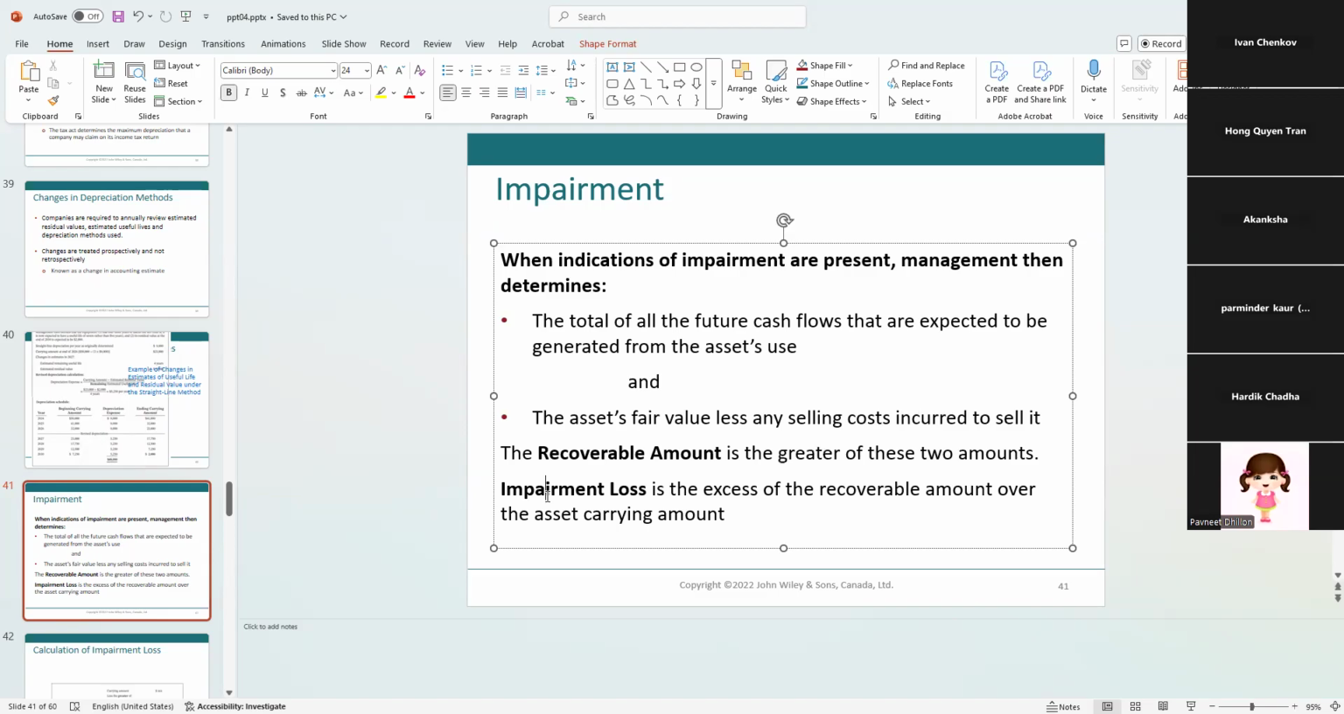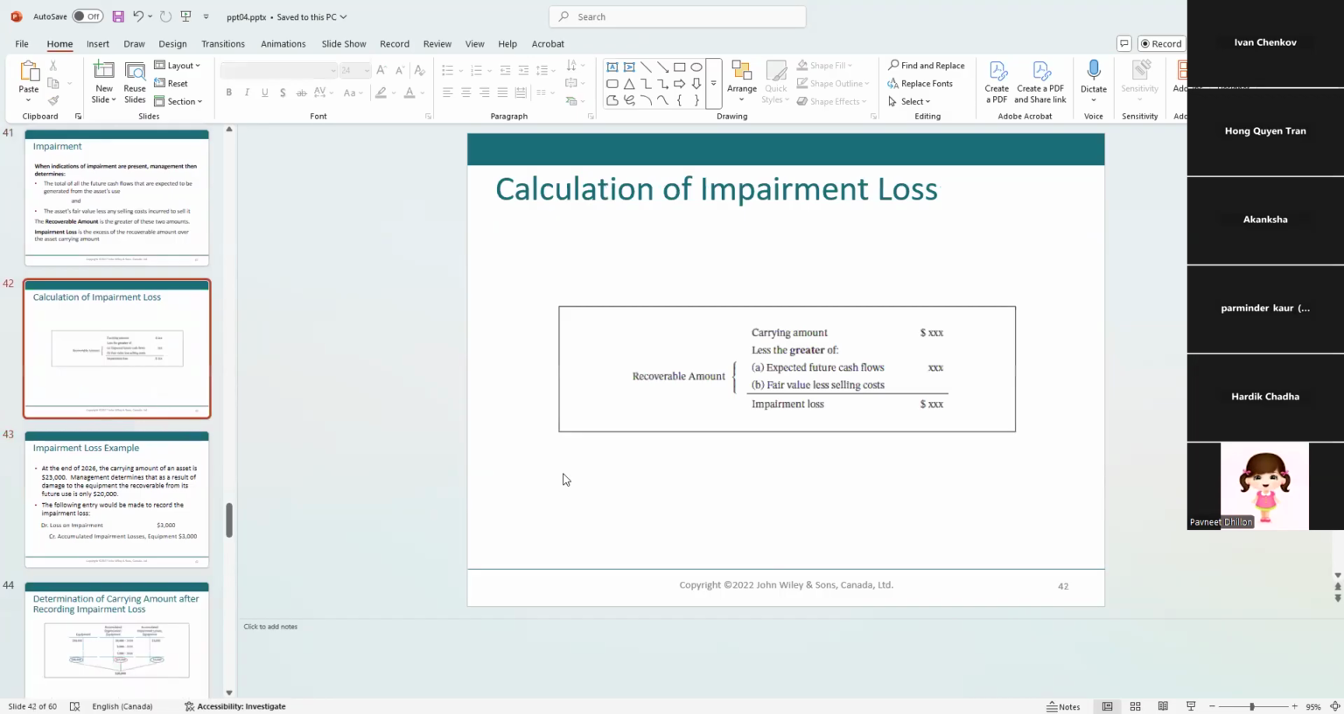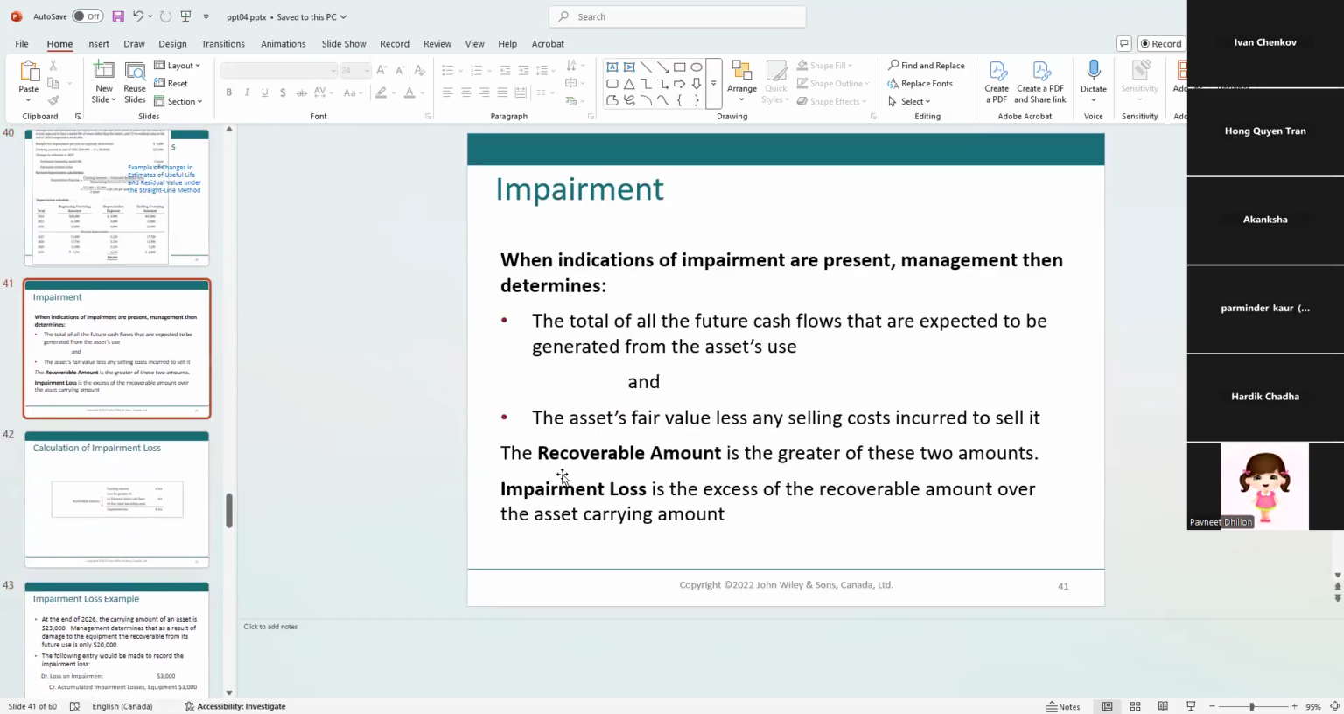And then we have to determine, is that amount equal to the carrying amount? If that's not the case, then we're going to have an impairment loss. Again, if the recoverable amount is less than the asset carrying cost, then we're going to have impairment.